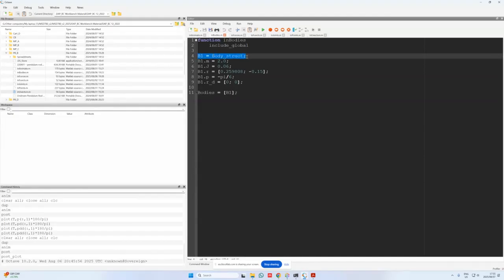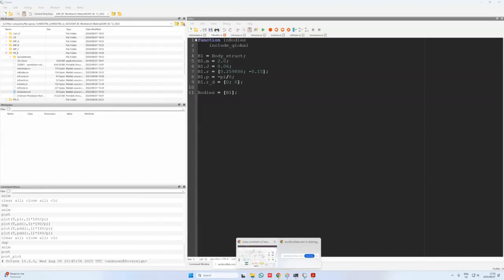Once I've specified this first line, then I can specify the mass of the system. So that would be B1.m, and that is equal to 2.0. So that's the mass in kilograms of the pendulum rod. Then I also specify the moment of inertia of the rod, which is equal to 0.06. And this moment of inertia is always specified about the center of mass.